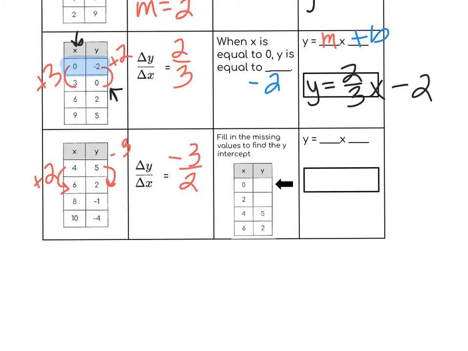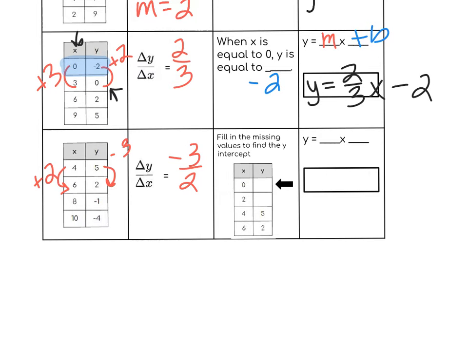When I leave it as a fraction, that means something to me. That tells me every time the y decreases by 3, the x increases by 2. That tells me a lot more than the 1.5. Now I have to find the y-intercept. I have to find where x is 0, but I don't see it in the table.